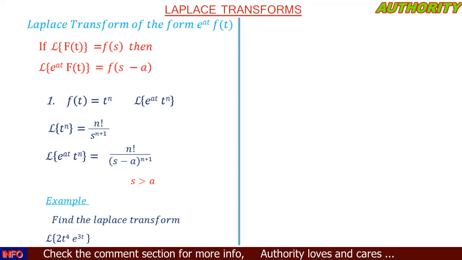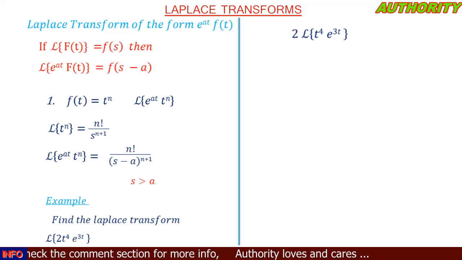Okay, good. Look at this. First of all, let's treat the linearity property. There's a constant here. We take it behind. When we take it behind, we're going to have 2 times the Laplace transform of t raised to the power of 4 e raised to the power of 3t, right? Good. Now look at this.